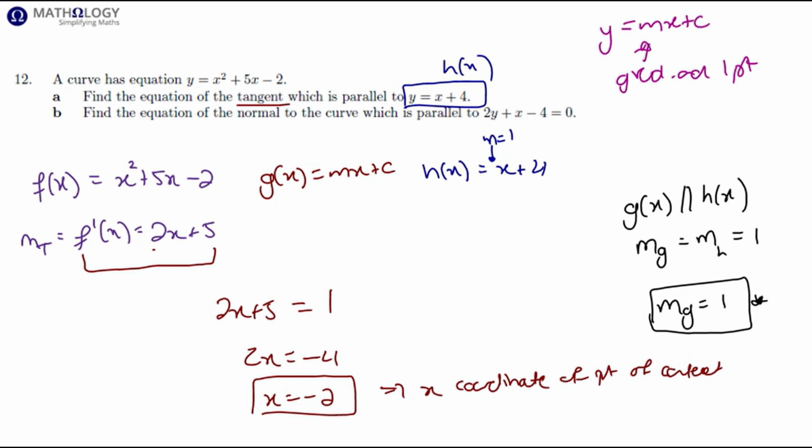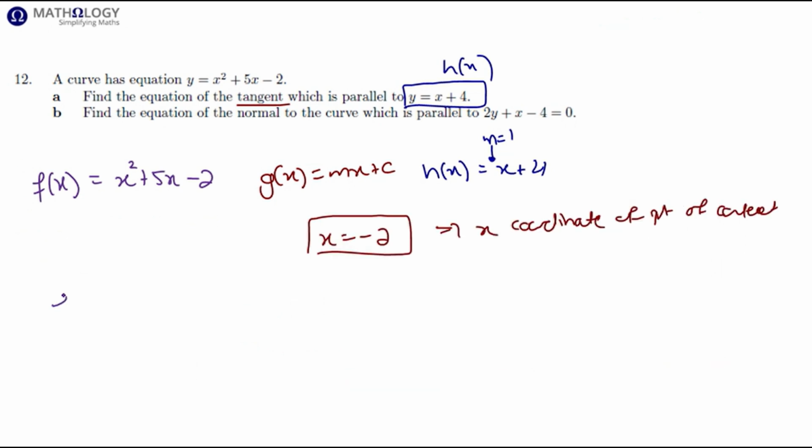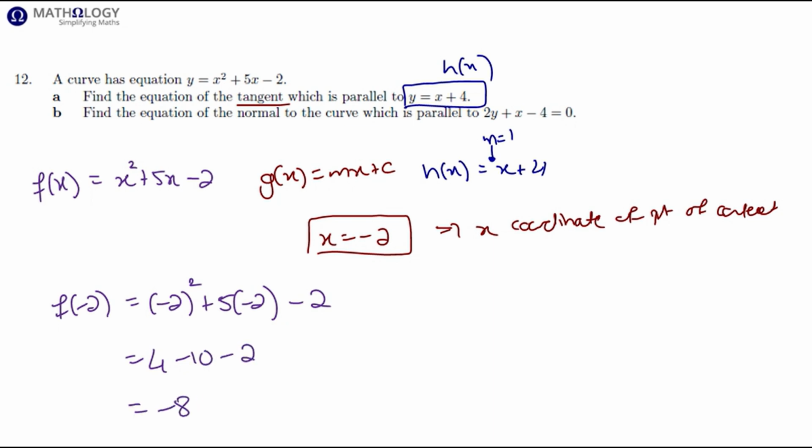So we need to find this point of contact, and we're going to do that by substituting x equals minus 2 into f of x. So f of minus 2 equals minus 2 squared plus 5 times minus 2 minus 2. It's going to be 4 minus 10 minus 2. 4 minus 12 is minus 8. Therefore, the point of contact between the tangent and the curve is the point minus 2, minus 8.